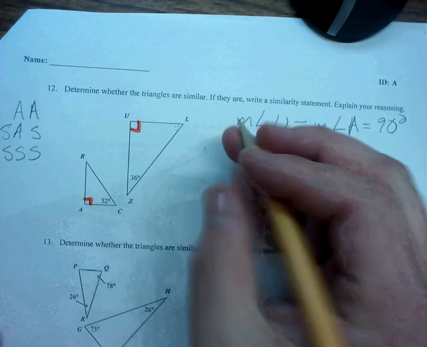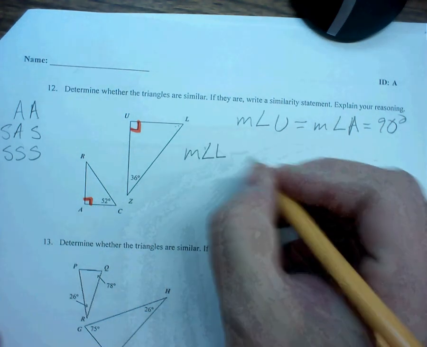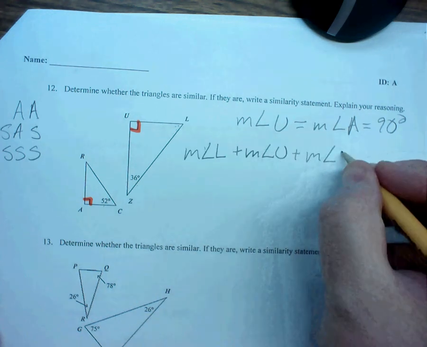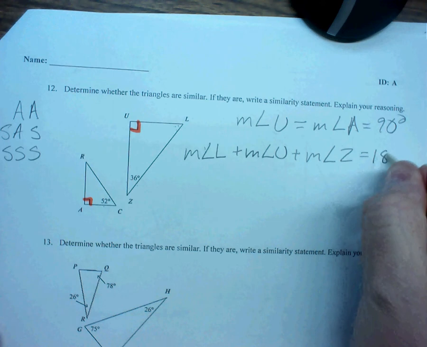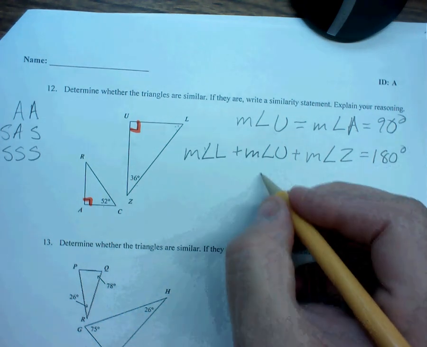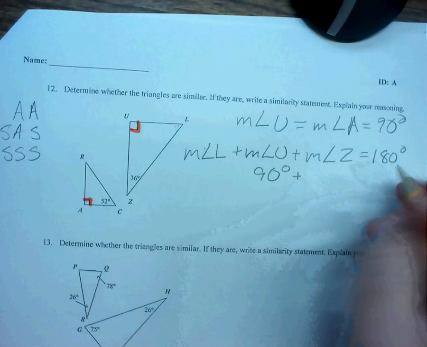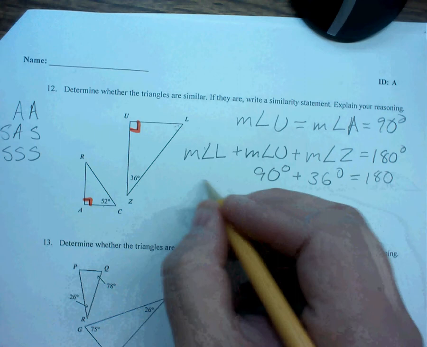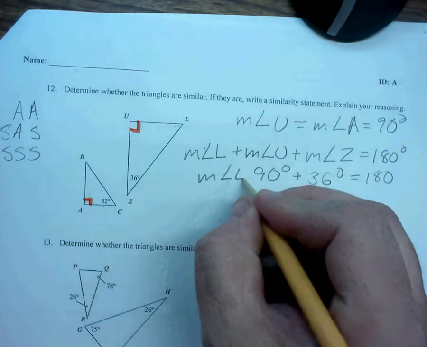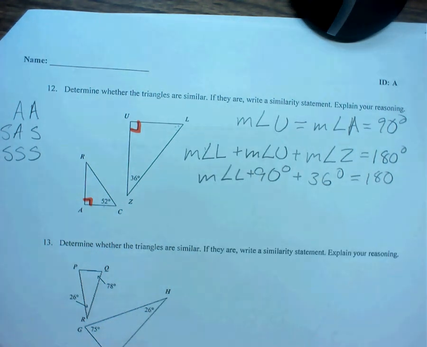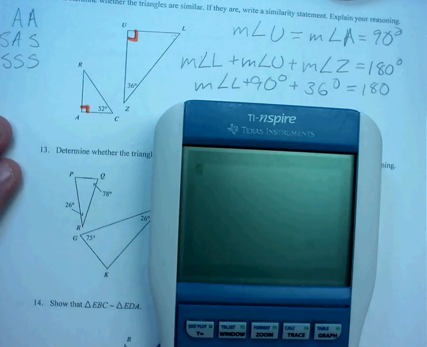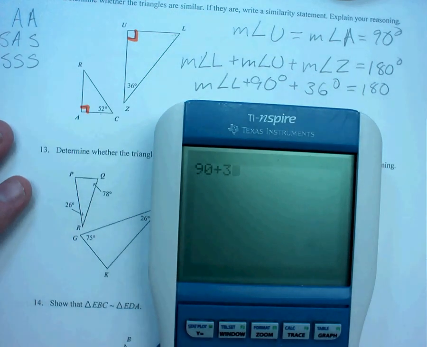So remember that the measure of angle L plus the measure of angle U plus the measure of angle Z, all three of those angles have to add up to what? 180 degrees. We know that U is 90. We know that Z is 36. And I got the measure of angle L plus all this stuff. Now, if I combine like terms, if I say 90 plus 36, now I know it's 126.